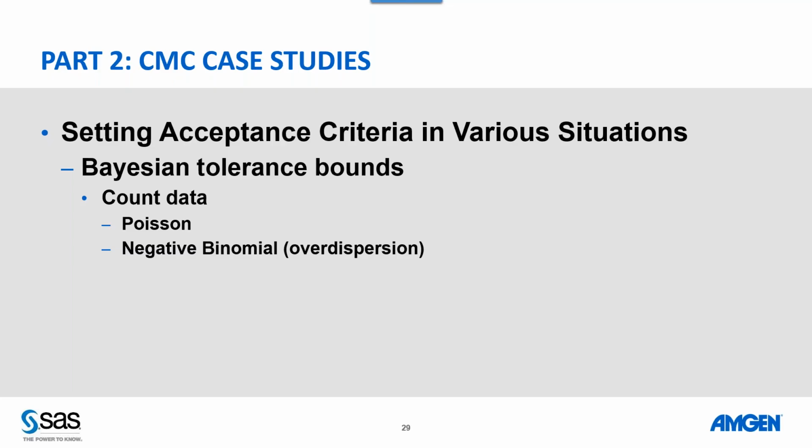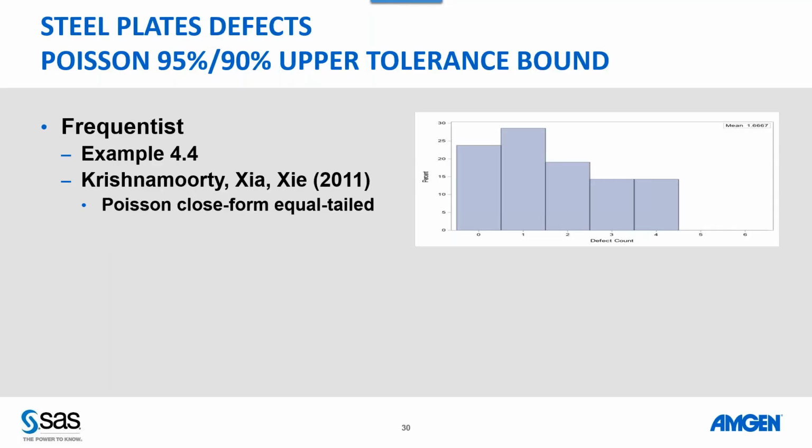Okay, so we're going to continue now. We did the normal distribution. Let's look at something that we deal with: count data, such as visible particles. In this case, it is some data from Krishnamurthy. The reason I'm using this data is that, as I mentioned, they provide a closed form approximation for an equal tail tolerance bound. This is example 4.4 in that paper, and that's the data. You have some defect counts: some zeros, 1, 2, 3, and some fours, and the mean of that is about 1.66.